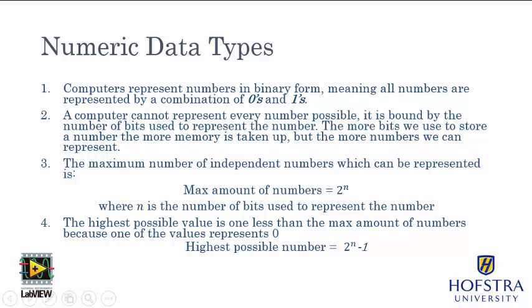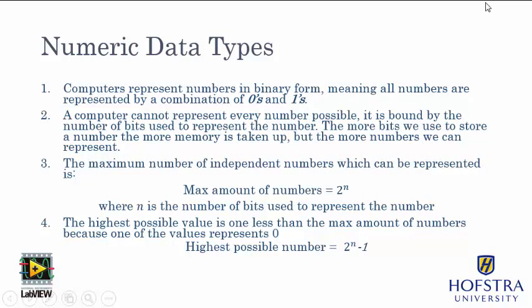A computer cannot represent every number possible. It is bound by the number of bits used to represent the number. The more bits we use to store a number, the more memory is taken up, but the more numbers we can represent. The maximum number of independent numbers which can be represented is 2 to the n, where n is the number of bits used. The highest possible value is 1 less than this, because one of the numbers represented is 0, meaning that the highest possible number is 2 to the n minus 1.